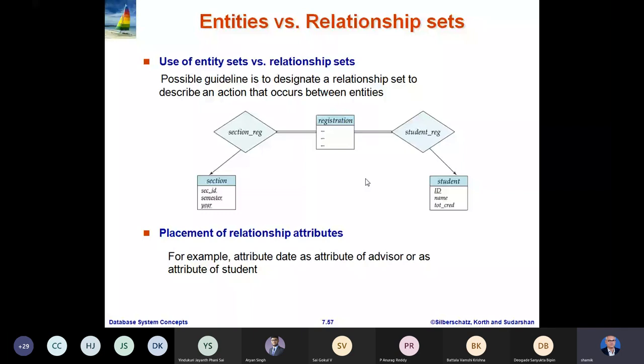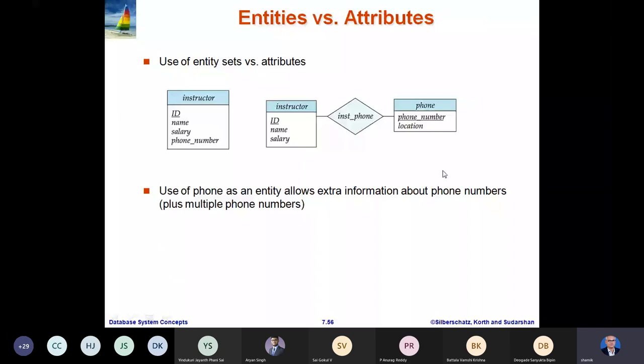And there is placement of relationship attributes. You will remember we said that relationships can have attributes. Whether those attributes will be associated with the relationship or with the entities that the relationship is connecting is also something you have to consider. So that is why we are talking about these as design issues.